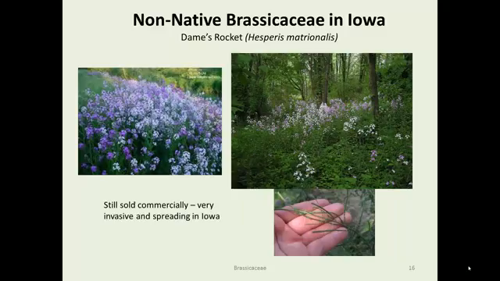Another non-native Brassicaceae species in Iowa is Dame's rocket. This plant is attractive, and it's been sold commercially. People buy wildflower-in-a-can mixes, and sometimes just buy this separately, not realizing that they're kind of letting the worms out of a can. It can be very aggressive.